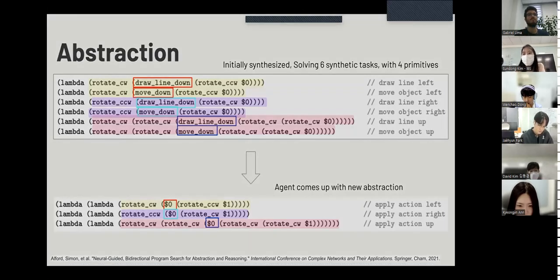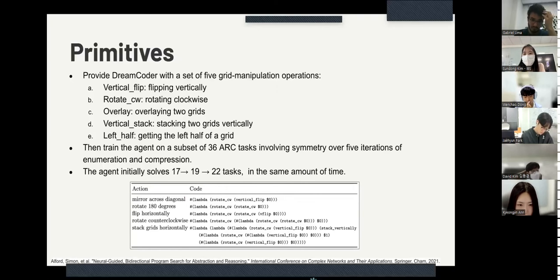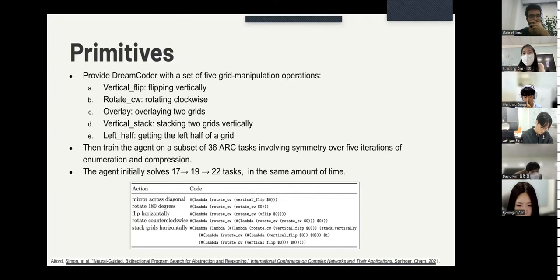In the paper applying Dreamcoder to ARC, they provided Dreamcoder with 6 primitives such as vertical, flip, rotate, clockwise, etc. They trained the agent on a subset of 36 ARC tasks involving symmetry and iterated Dreamcoder 5 times. The agent showed improvement as iterations progressed, and it solved 17, then 19, then 22 tasks. And the functions below are the new primitives that Dreamcoder was able to abstract.